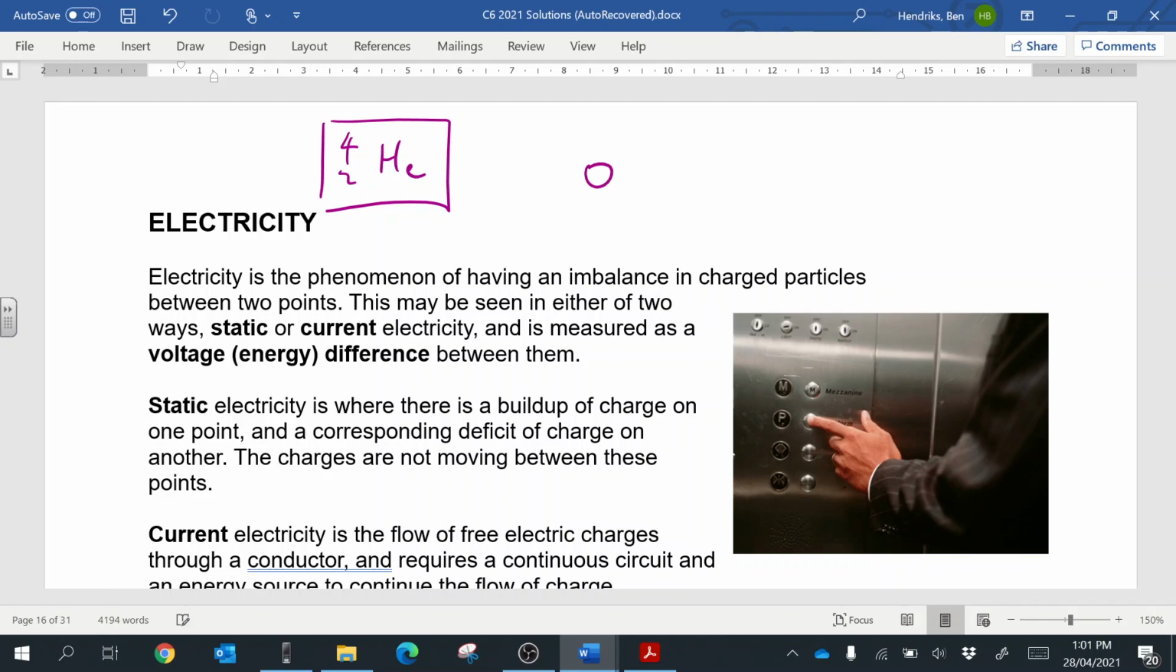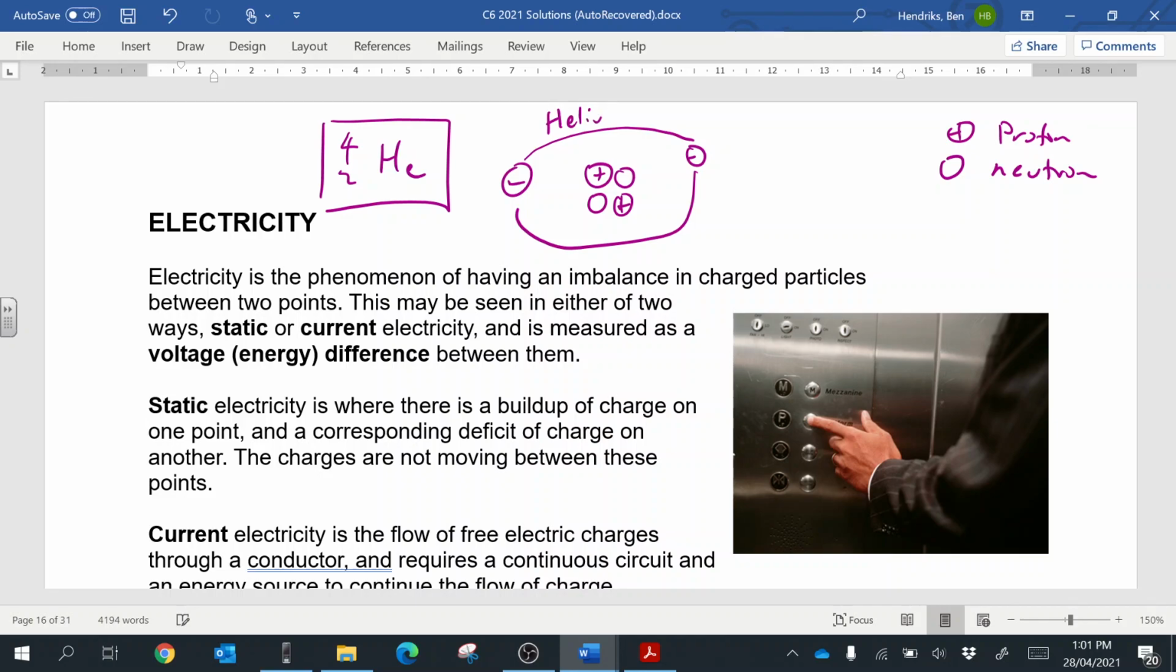This would mean that in a nucleus we would have two protons, and I've said the protons are P pluses, so that's a proton, and that would be a neutron. And then around the outside, we have electrons with little minus signs. So we can model a helium atom like this, with protons in the nucleus and electrons around the outside. Electrons have a negative charge and protons have a positive charge.